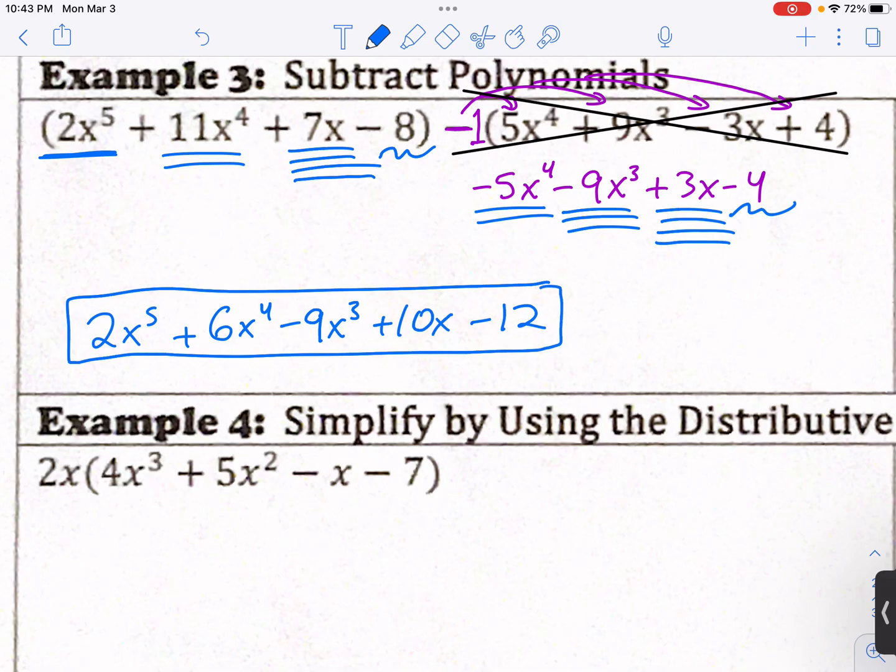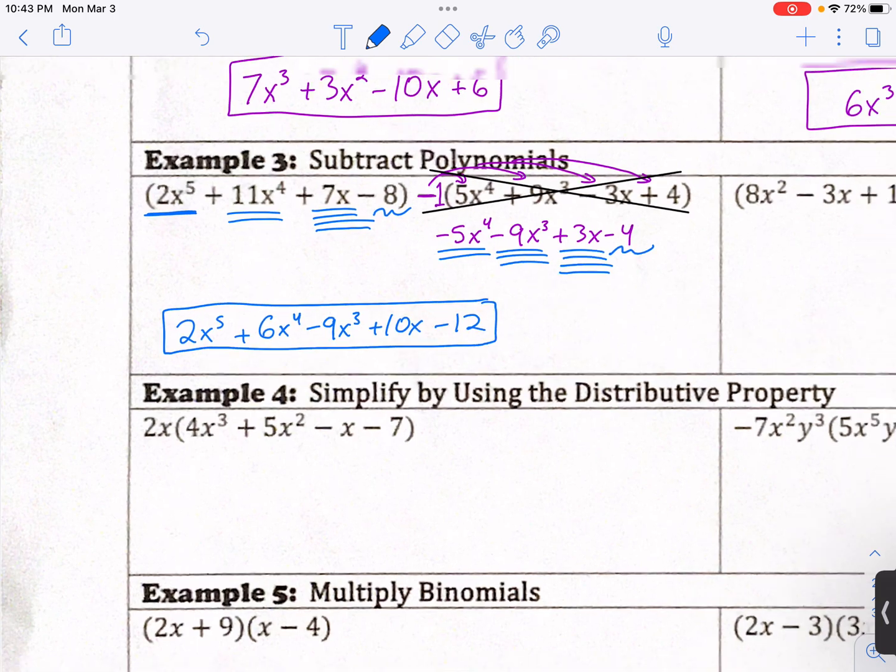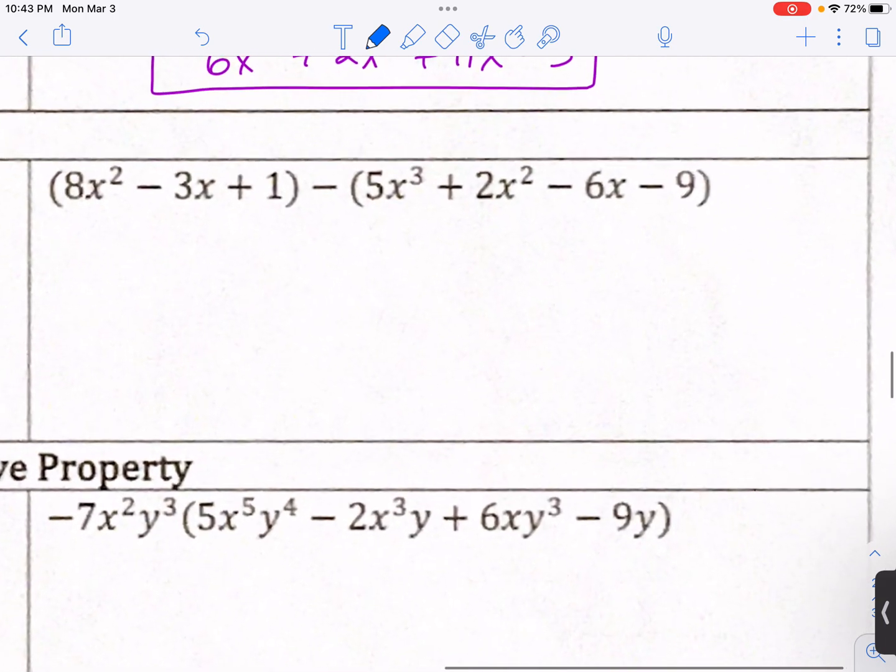All right, here's this one. Again, same as before, just make sure you distribute that negative. So again, pause the video and attempt the next one.